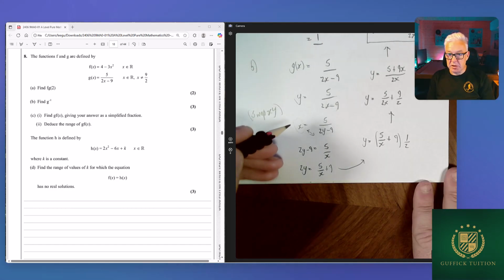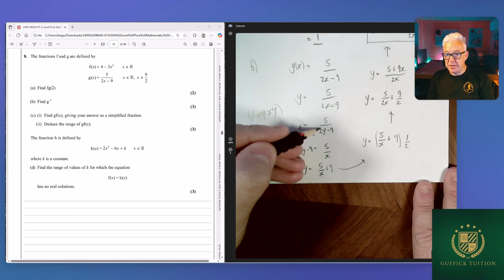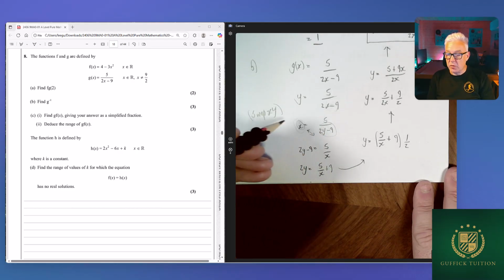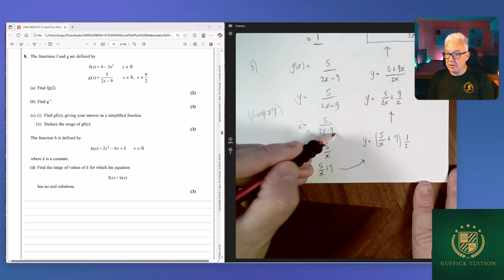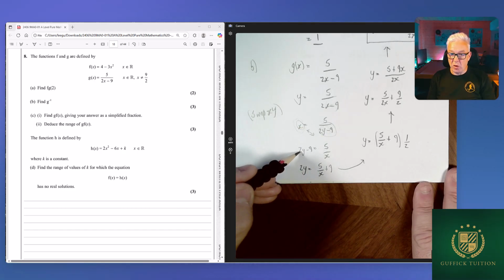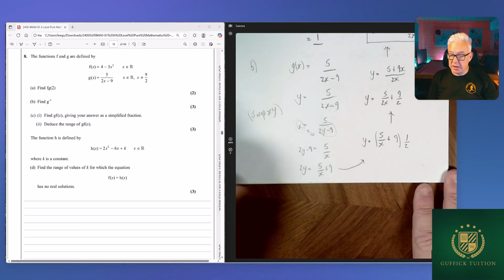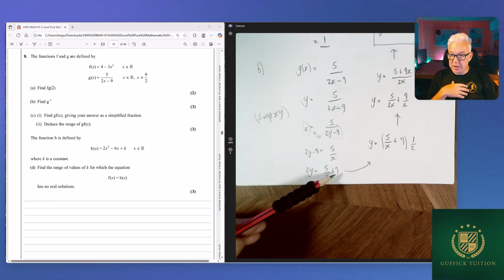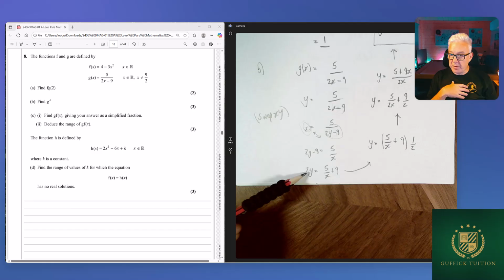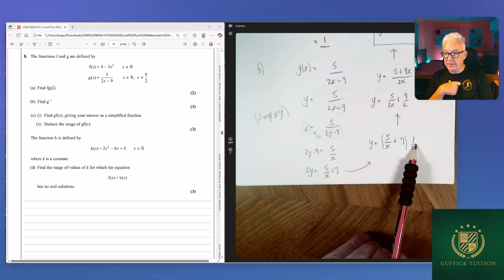So the first thing we're going to do is swap the positions of these, because whenever you've got something equals something over something, you can swap these two over. So that's going to be 2y minus 9 is equal to 5 over x. I'm then from there going to add 9 to both sides, and then I'm going to divide by 2. So I've added 9 and divided by 2.